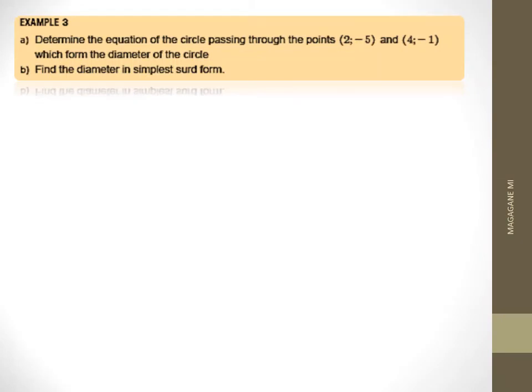Let's look at another question. Determine the equation of the circle passing through the points 2 minus 5, 4 minus 1, which form the diameter of the circle. So we are given the diameter and the two points on the circumference. We know that the diameter is a straight line from the circumference to the circumference passing through the center of the circle.